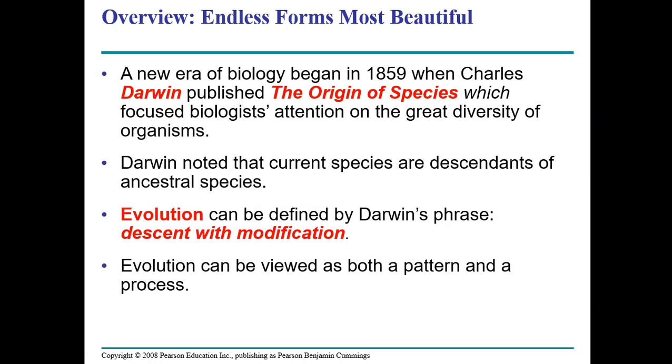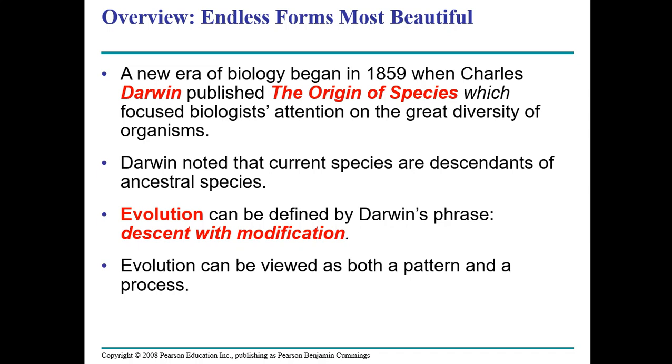So, a new era of biology began in 1859. It was Charles Darwin who published his book, The Origin of Species, which focused biologists' attention on the great diversity of organisms. That is the start of biology, just because of Charles Darwin. He published the book The Origin of Species. It talks about the diversity of life, diversity of organisms.